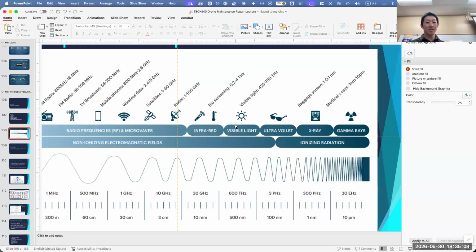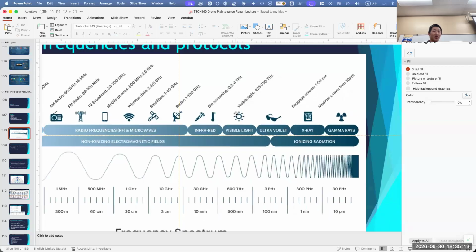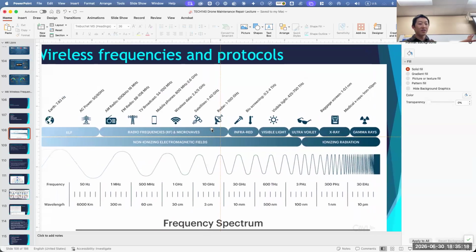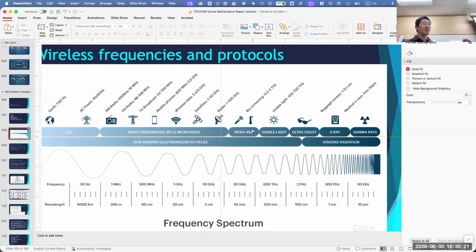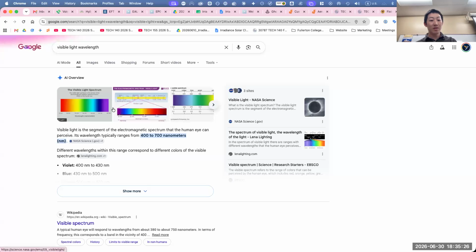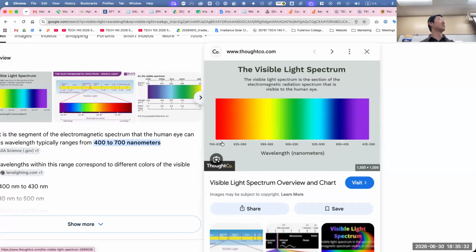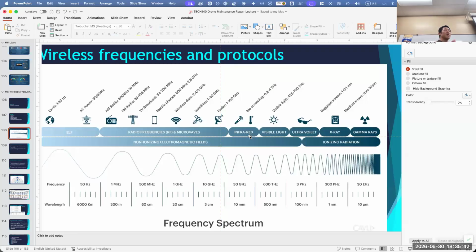But this is just our very narrow observable electromagnetic radiation. As we go to the left, the wavelength gets longer, and so the longest wavelength of our visible light is red. Okay, you can see right here. It's 700. And then when you go beyond 700, it becomes infrared. Infrared, actually, a lot of times you feel that as heat. Okay, you may not see it, but you experience it as heat.